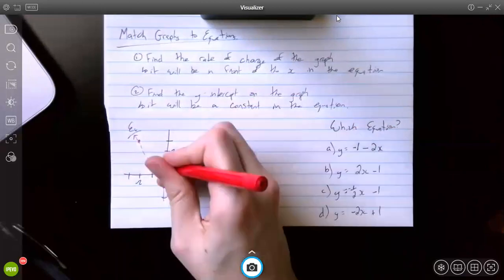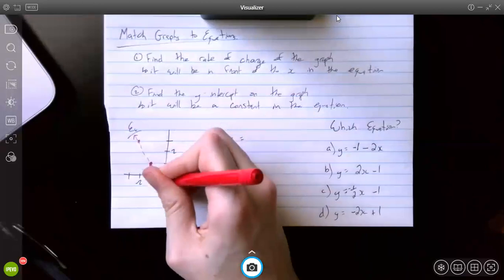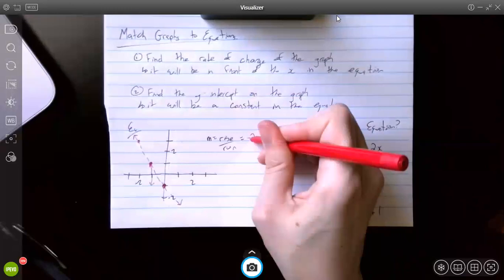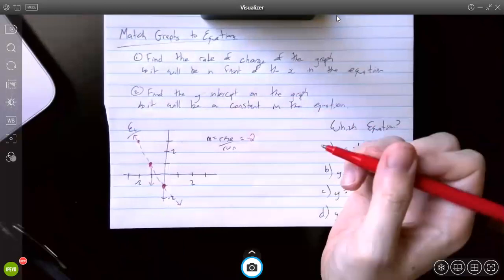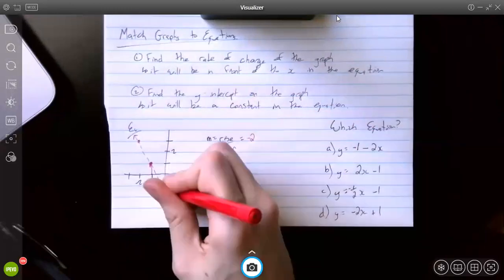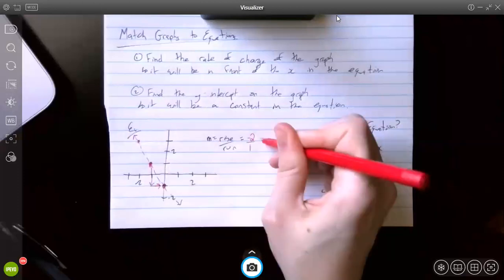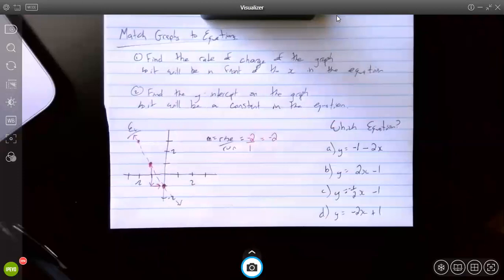And I'm going to have to go down 1, 2 spots. So my rise is negative 2. And then my run is how far to the right do I have to go? And that is 1. And then I can simplify that just by writing negative 2. So I know that my slope is negative 2.